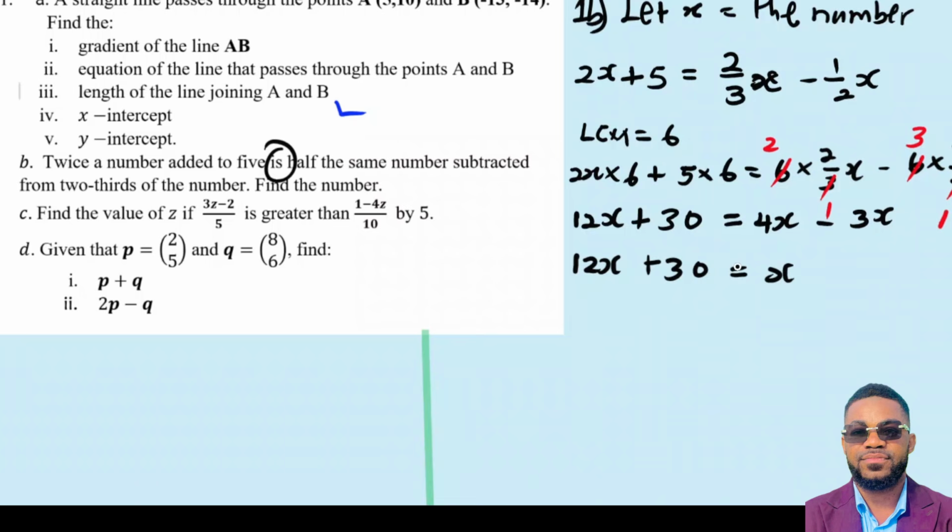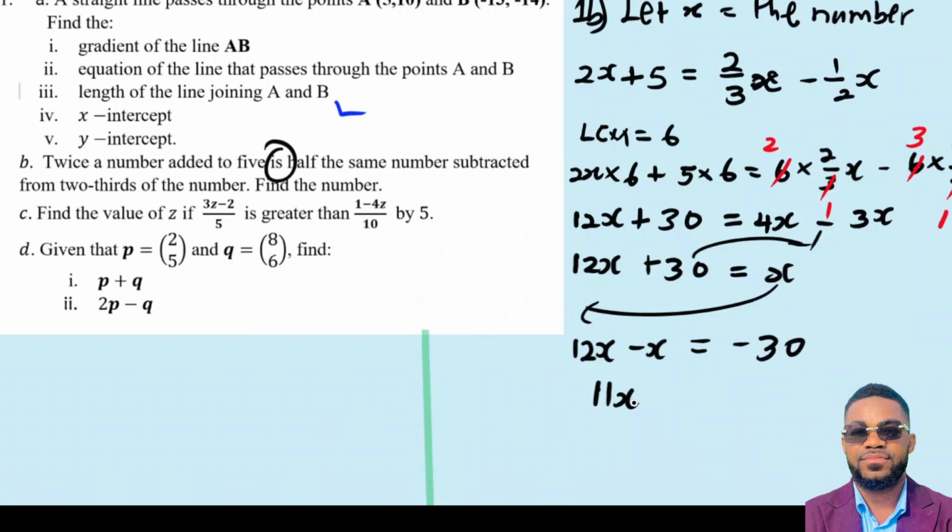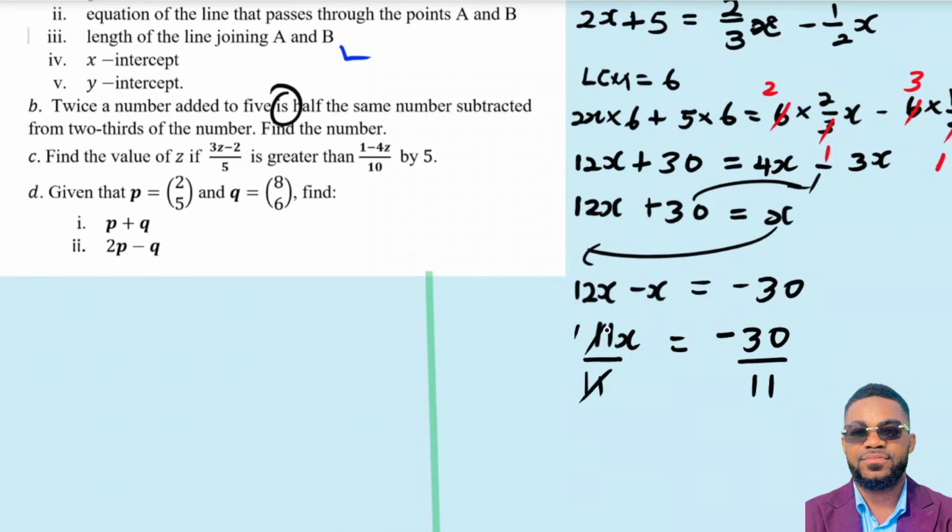Now, to find the value of x, what do we do? We have to take this x to this side, then we'll bring the 30 to this side. So that's going to be 12x minus x equal to negative 30, because I brought this one here. So this will give me 11x, that will be 12x minus x, equal to negative 30 here. Divide here by 11, here too by 11. So we will have x equal to negative 30 out of 11. So that's the answer. If you want to change to a mixed fraction, you can go ahead and do that. That's the final answer for that one.